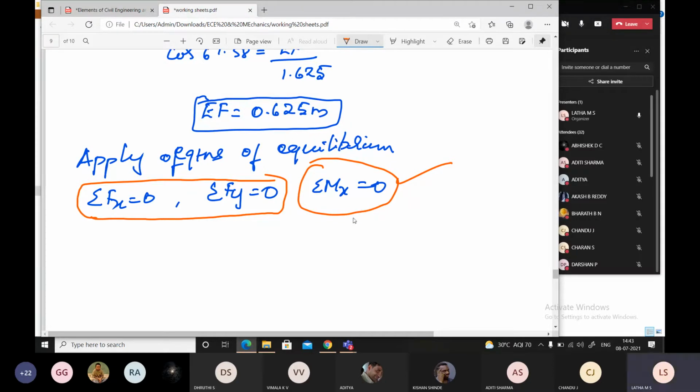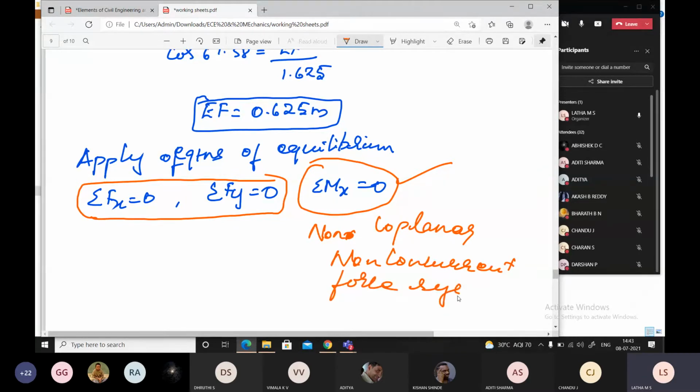Okay, because it is a non-coplanar, non-concurrent force system. The ladder is, am I correct?